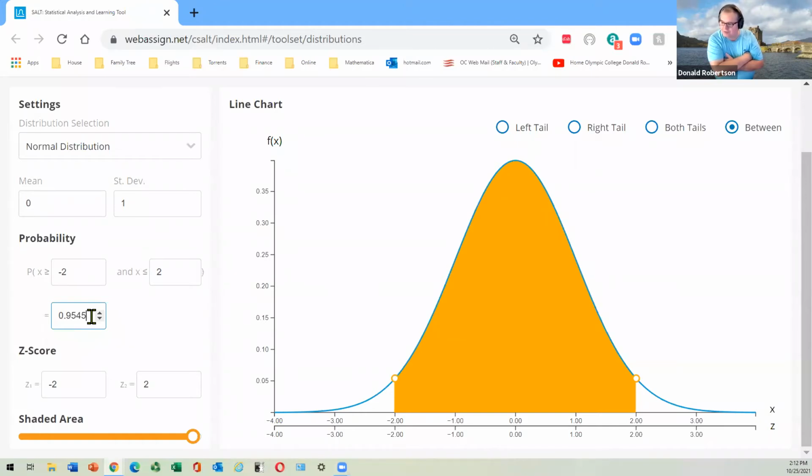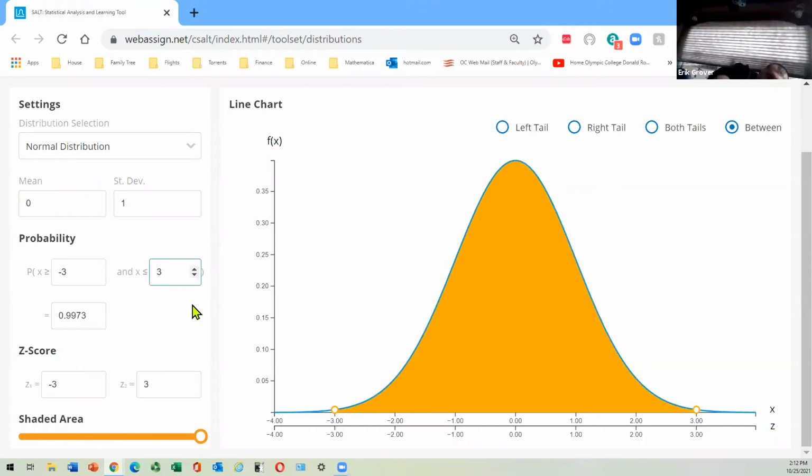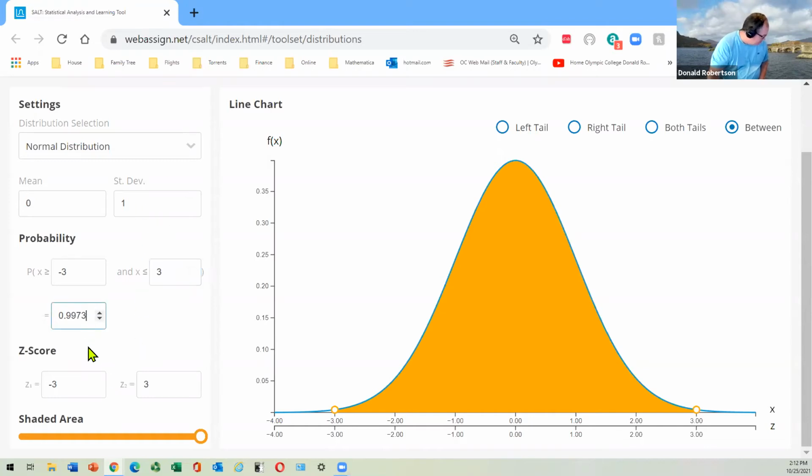0.95, 95%. The hardest one of the 3 to remember is, what is 3 standard deviations away from the mean? 99.3. Darn close, 99.7. Let's find out. Can you see 99 and a 7? If you round it off, it is 99.7. So do you know that 68, 95, 99.7 rule? Can you see where the numbers came from now? 1 standard deviation is 68, 2 is 95, 3 is 99.7.